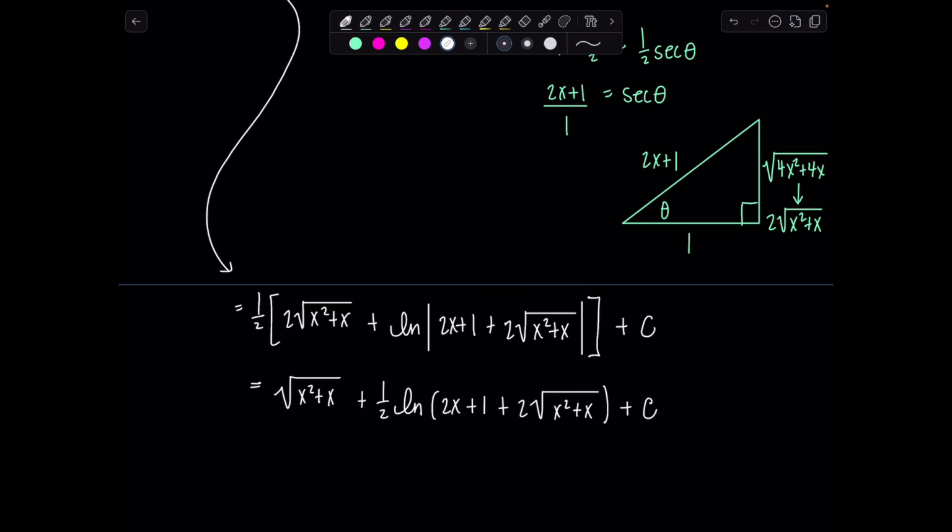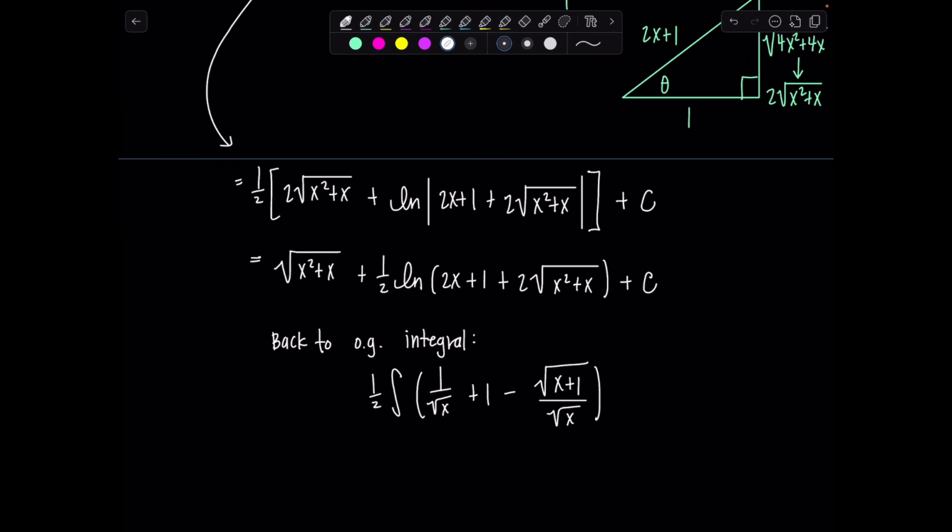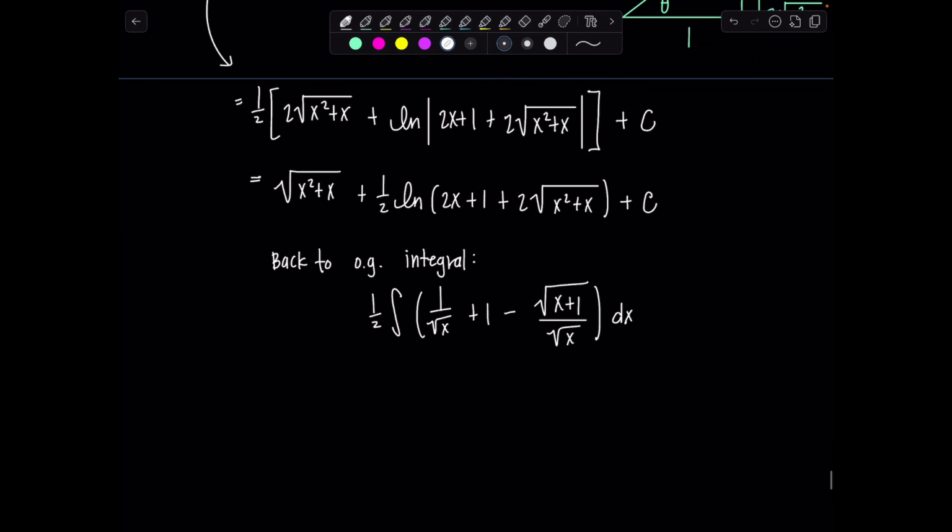Okay, so back to the problem, right? Back to the original integral. We had the integral with the 1/2 outside. It was 1 over the square root of x plus 1 minus square root of x, plus 1 over the square root of x, dx. Okay, we're ready to go. So we've got 1/2.